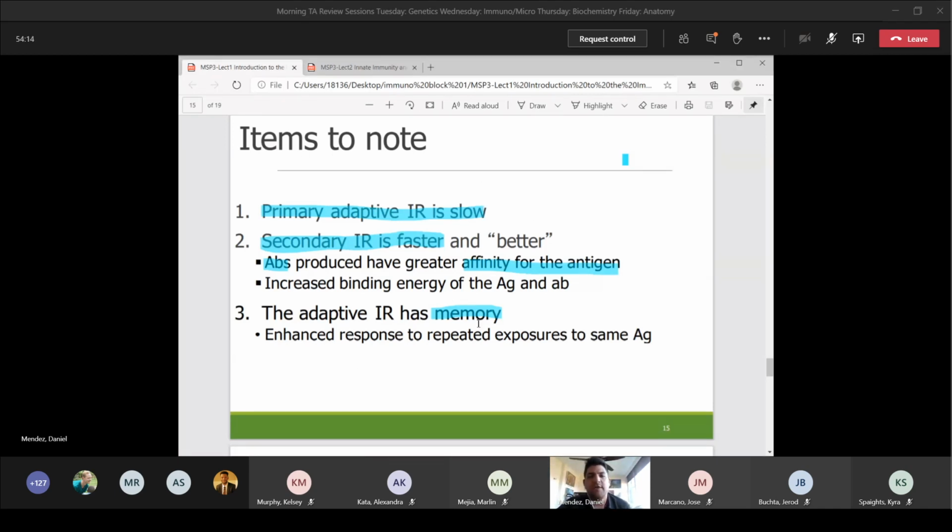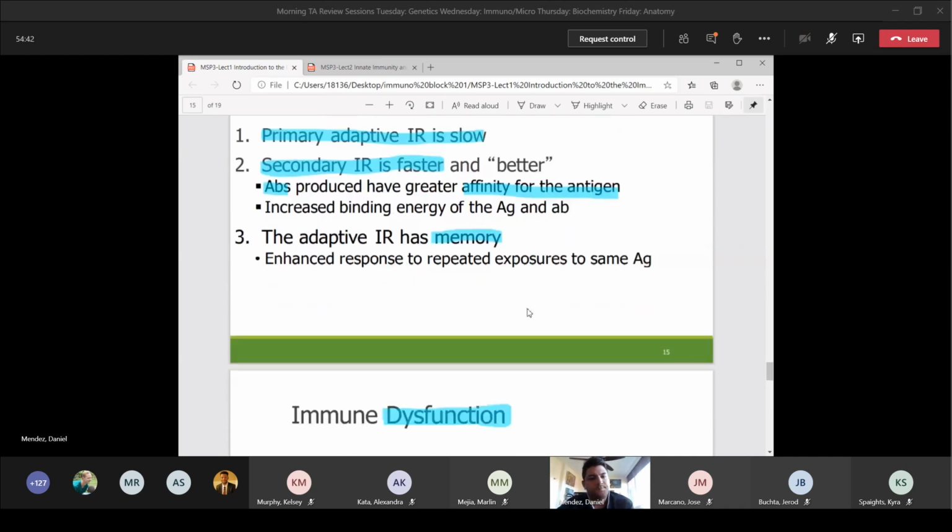These items to note and the summaries that she puts at the end of her slides are extremely helpful. It's her essentially condensing down her main points. So as we know here, the primary immune response is pretty slow. Like we're saying, when you get a vaccine, it's going to be pretty slow on that first initial exposure. Then the secondary is faster because you have more antibodies, and the antibodies have a specific affinity for the antigen. And the affinity for the antigen is something we're going to get into in the third lecture.